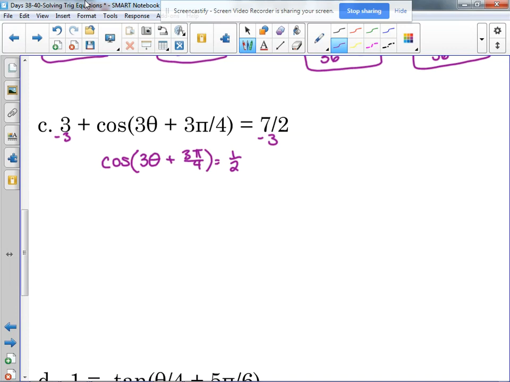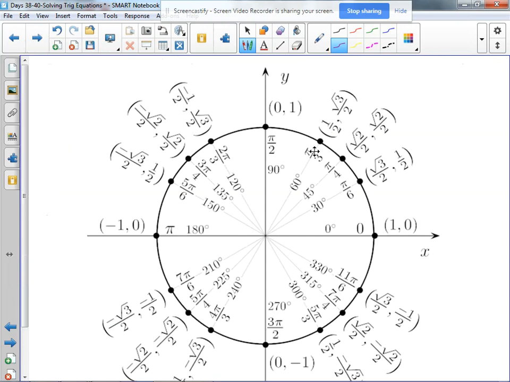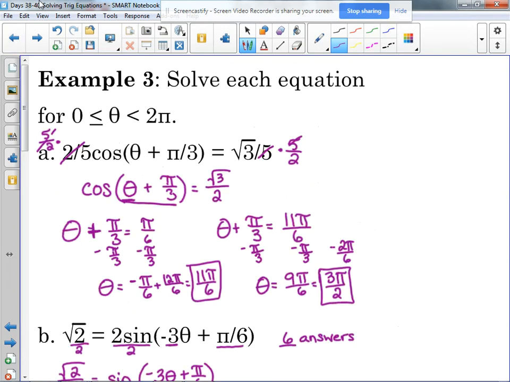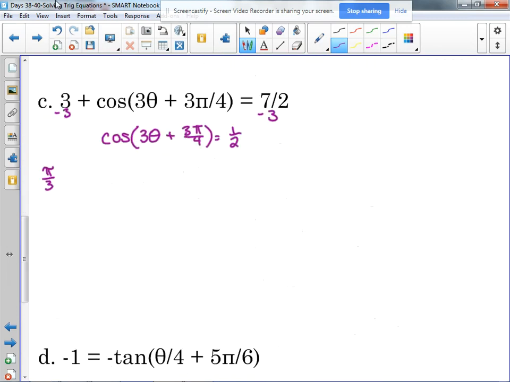Which is good because now that's a value from our unit circle. So we got to figure out where is cosine equal to 1/2. That would be at our pi over 3 angles. If you need to look at the unit circle to confirm, do it. Pi over 3, x coordinates 1/2. 5 pi over 3, x coordinates 1/2. So pi over 3 is equal to 3 theta plus 3 pi over 4. 5 pi over 3 is equal to 3 theta plus 3 pi over 4. We had a 3 theta again, so we've got 6 answers.